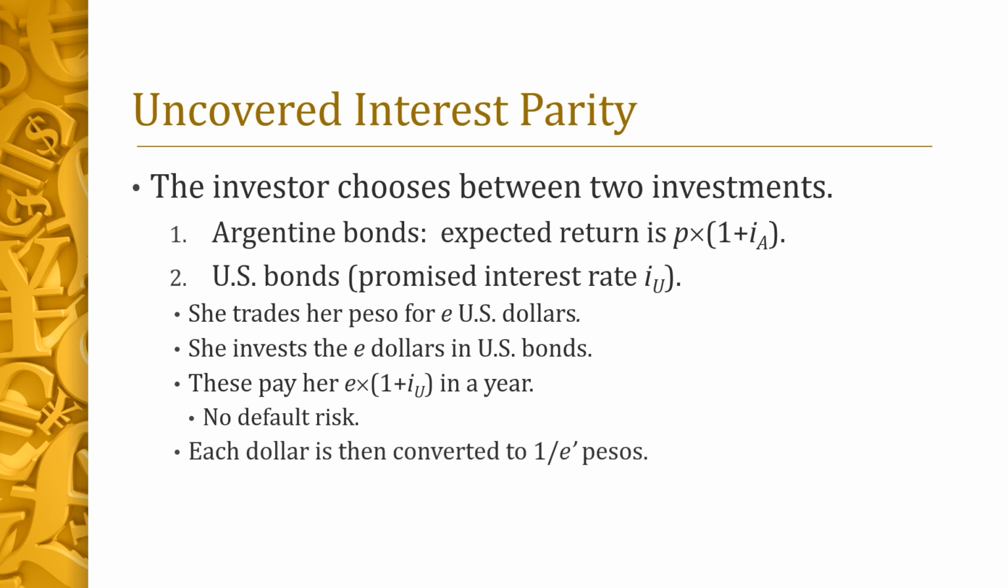Each dollar must then be converted back to pesos. By assumption, in a year, each dollar may be exchanged for 1 over E prime pesos. Thus, the investor's expected return is simply her return in dollars, E times 1 plus IU, divided by next year's exchange rate of E prime.